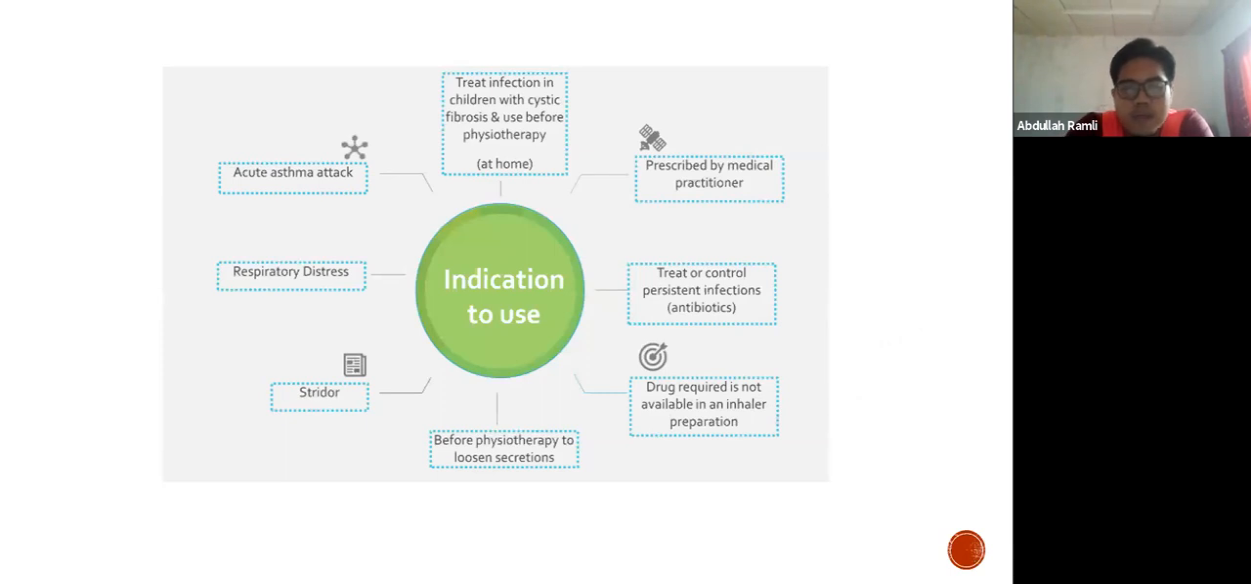So I listed a few indications to use a nebulizer. It can be used if it is prescribed by the medical practitioner. It can be used to treat or control persistent infections. We can administer antibiotics when the drug required is not available in an inhaled preparation, or it can be used before physiotherapy to loosen secretions. It is used for a child with stridor, respiratory distress, acute asthma attack, and it can also be used to treat infection in children with cystic fibrosis, and before physiotherapy, especially at home. So these are a few indications to use a nebulizer in particular. Okay, next slide.